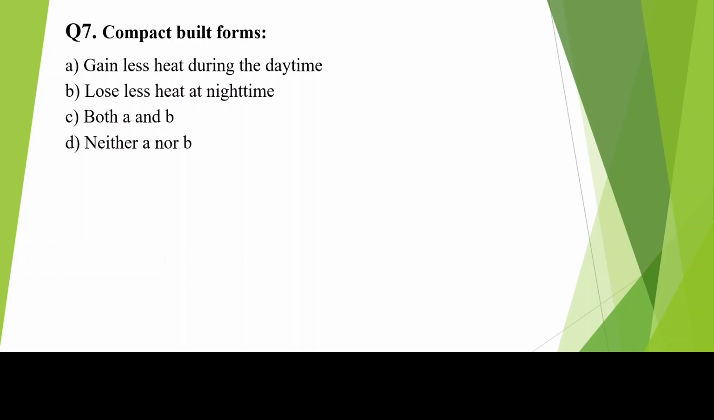Compact built forms. What do you understand by that, or what are the key features of compact built forms? Try to answer this question: whether a compact built form gains less heat during the daytime and loses less heat during the night time, or both A and B, or neither A nor B. What do you understand?